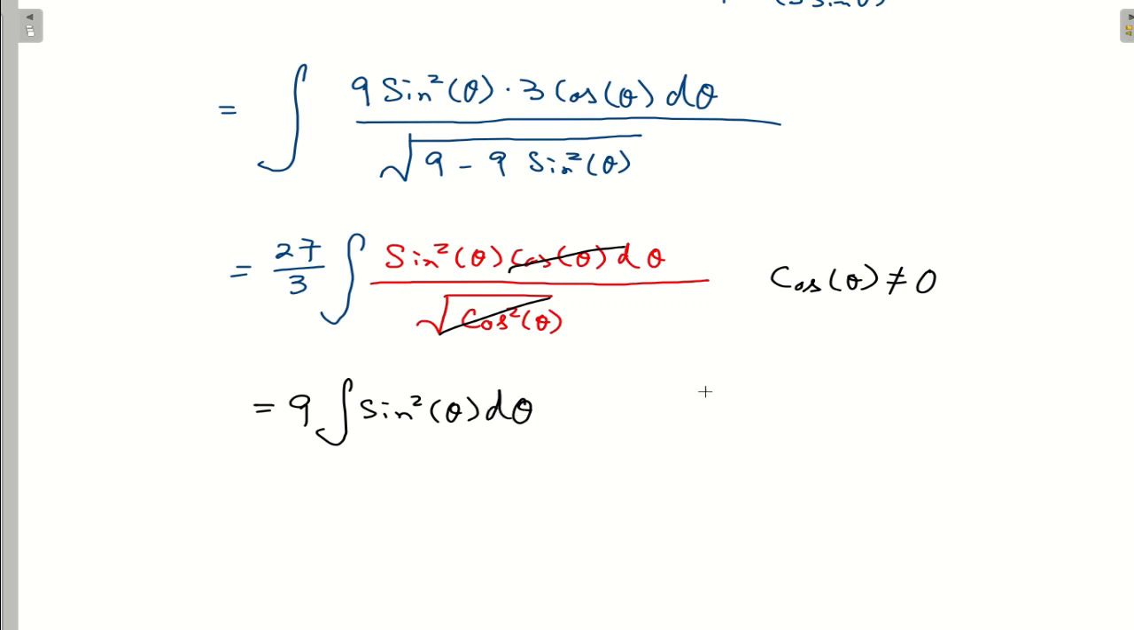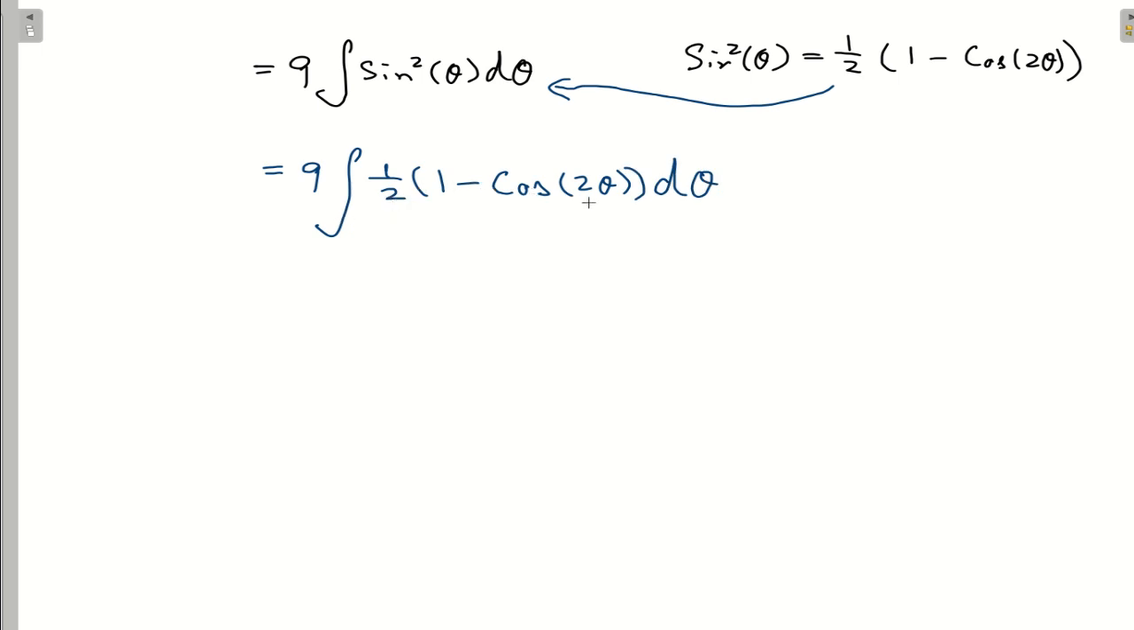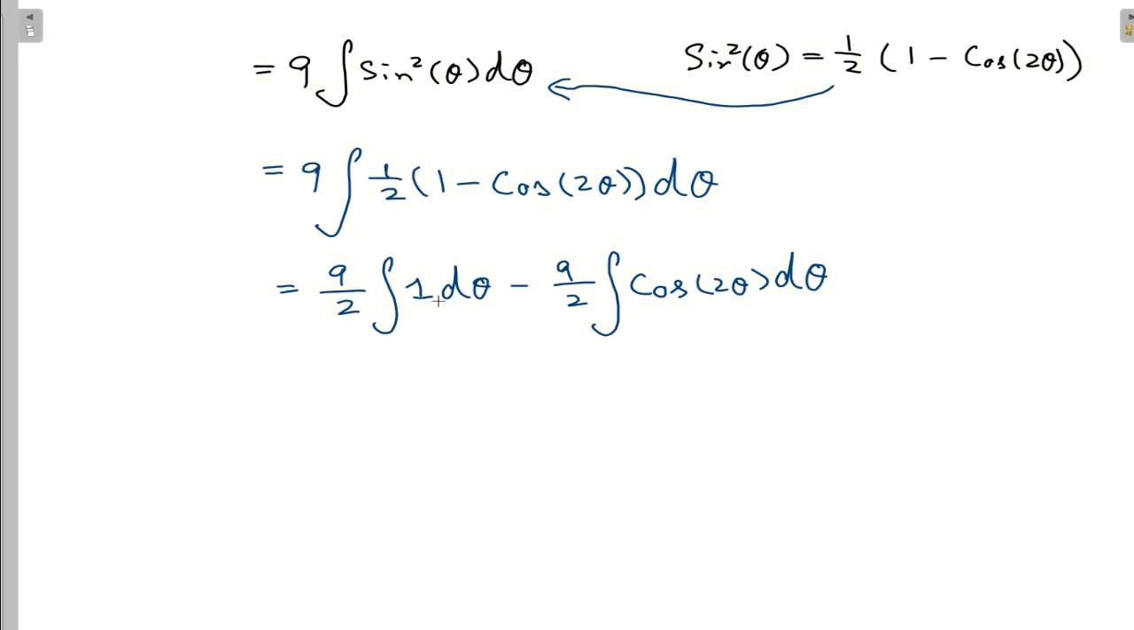So what is sine squared theta? From the trigonometric identity, we know that sine squared theta is equal to half of 1 minus cosine 2 theta. Now we substitute this into here. We get 9 times half 1 minus cosine 2 theta d theta, which is equal to 9 over 2 integration of 1 d theta minus 9 over 2 integration of cosine 2 theta. We take the integration, we have 9 over 2 theta minus 1 half of sine 2 theta plus C. And don't forget the plus C.